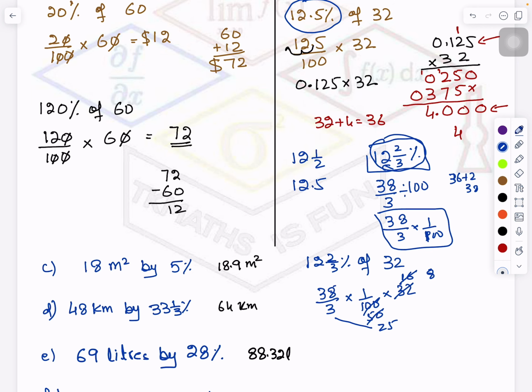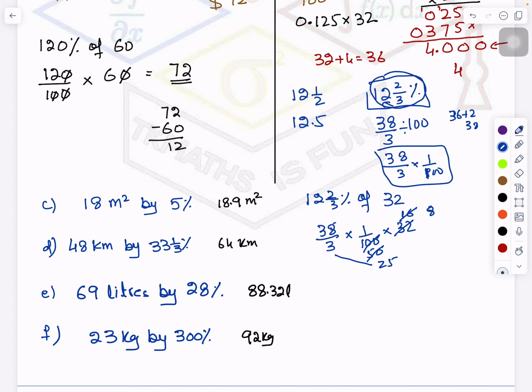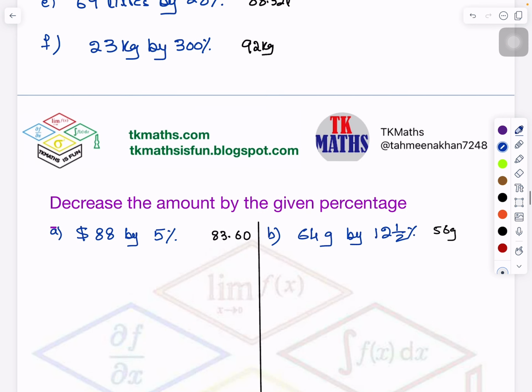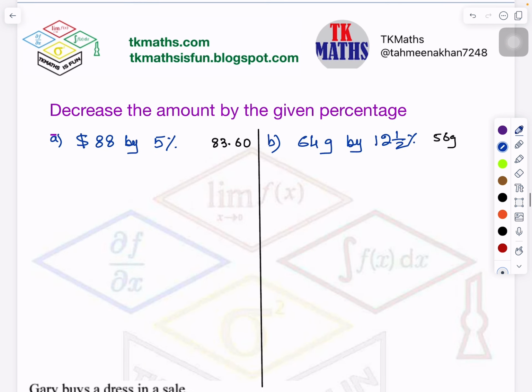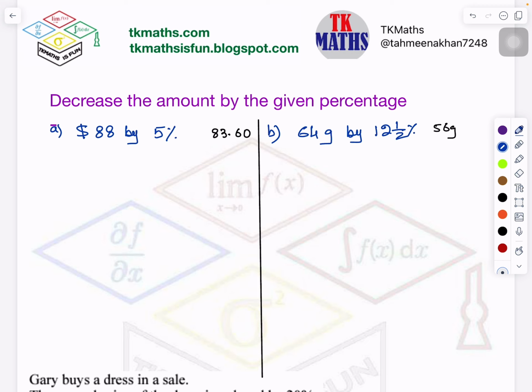So the 4 questions I have given you here are to check your understanding. You try it out, and I have given you the answers. Let's see the same concept but with a decrease in amount. It is exactly the same, but only I will subtract this time.